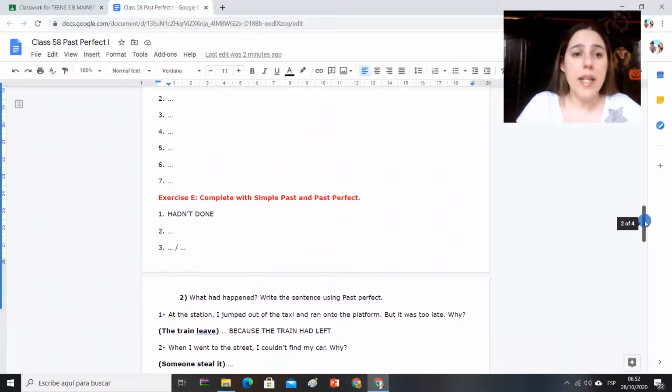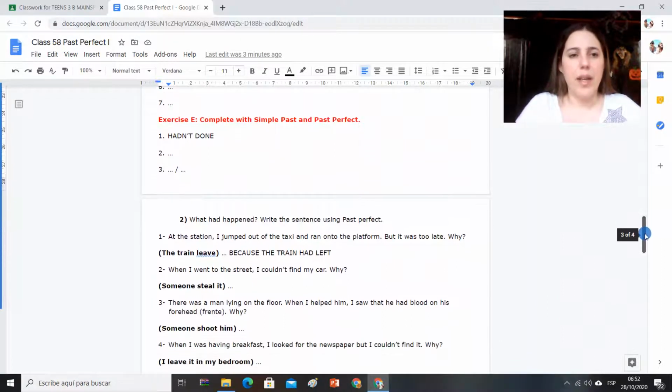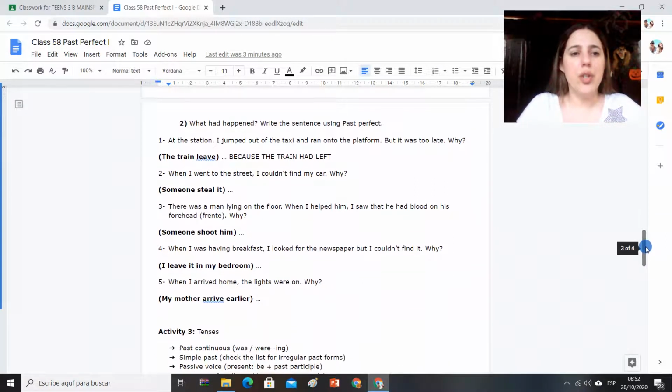In activity E, you are going to complete these 3 sentences. Sorry, 2 sentences because number 1 is the example. Between, you're going to complete it with simple past or past perfect. In activity 2, this short activity, you are going to read these 5 sentences and you're going to answer the question why, el por qué sucedió esto, sí, con past perfect.